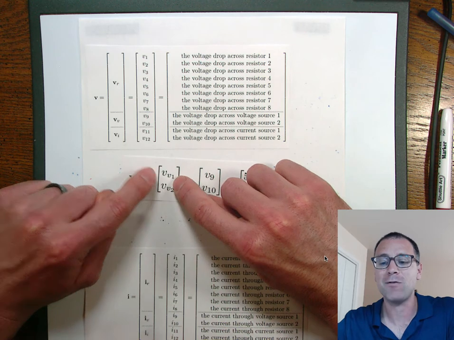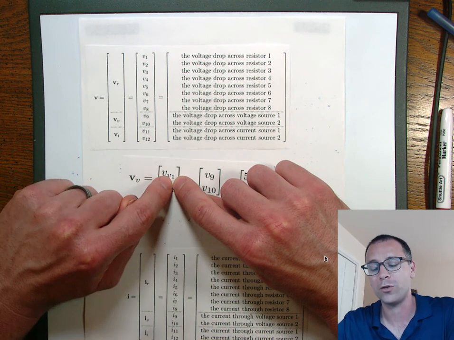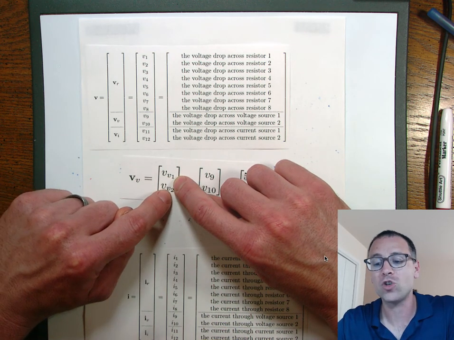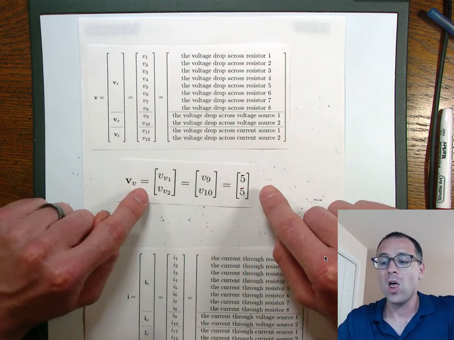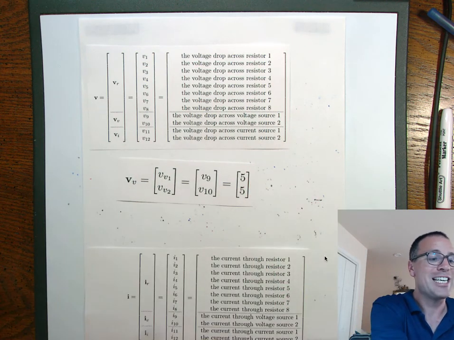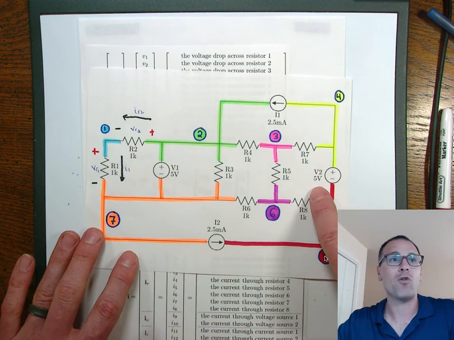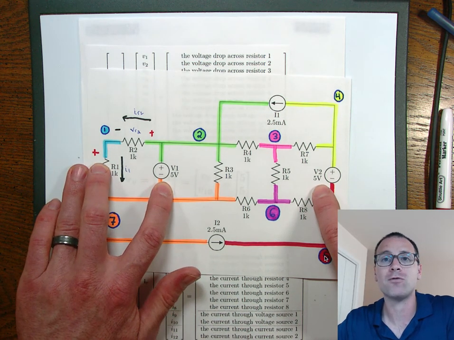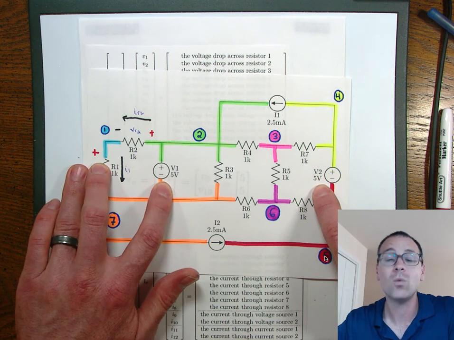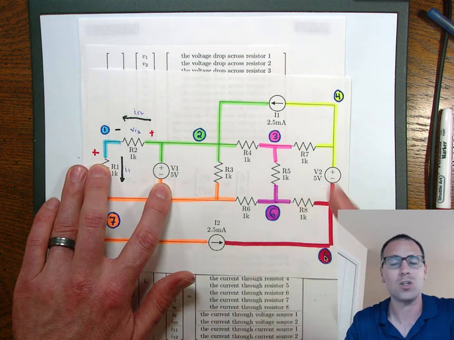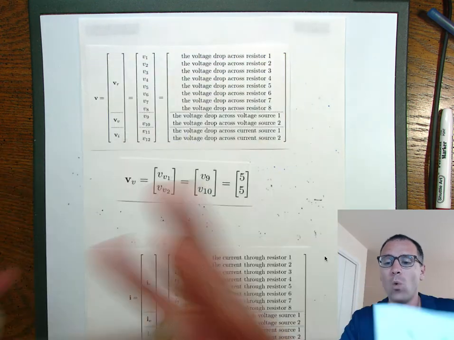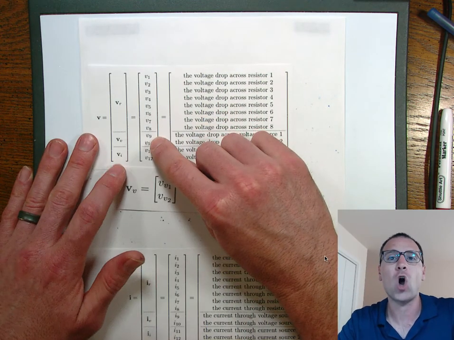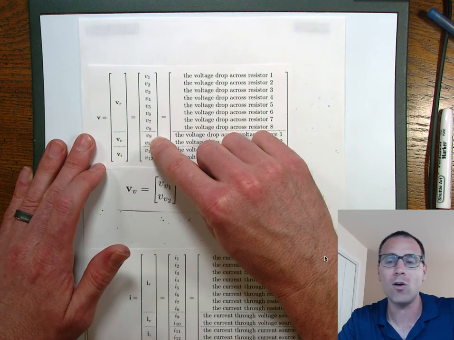I sometimes like to say VV1 because that's the voltage drop across voltage source 1. VV2 is the voltage drop across voltage source 2. Those values are known and they're actually given in the circuit schematic. What's the voltage drop across voltage source 1? It's 5 volts. What's the voltage drop across voltage source 2? It's 5 volts. We can measure that in the corresponding circuit. Those are DC sources. Which means a subsection of these are known values, not unknown variables.